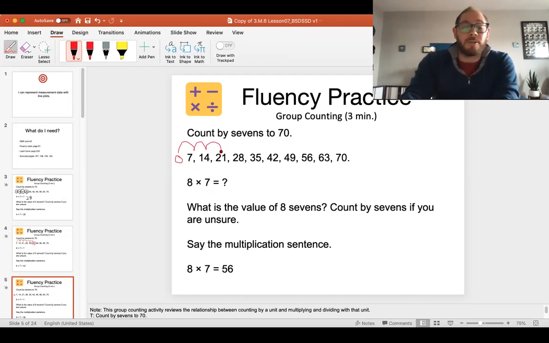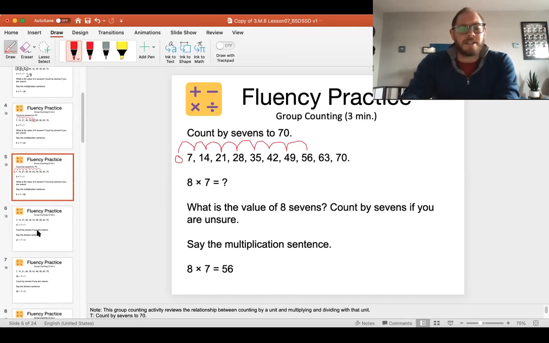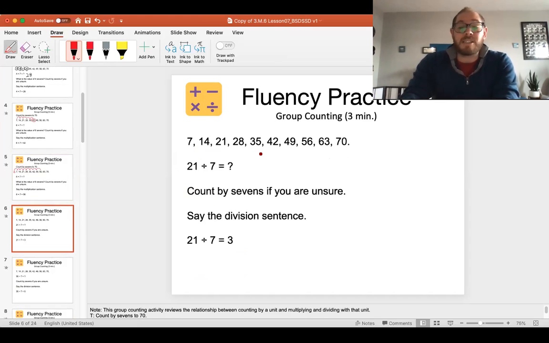groups, 3 groups, 4 groups, 5 groups, 6 groups, 7 groups, 8 groups of 7 is 56. So say 8 times 7 equals 56. I love using number lines. All right. Let's do our next one.